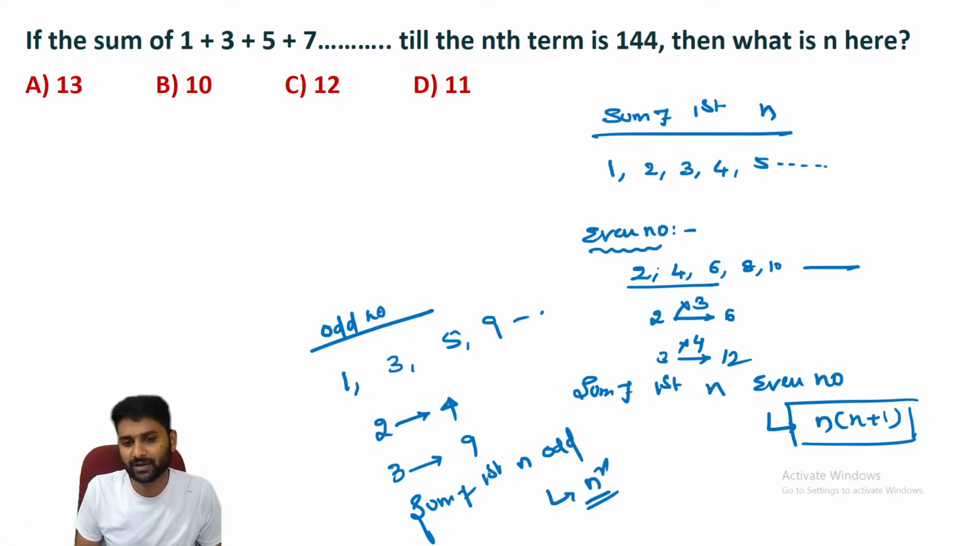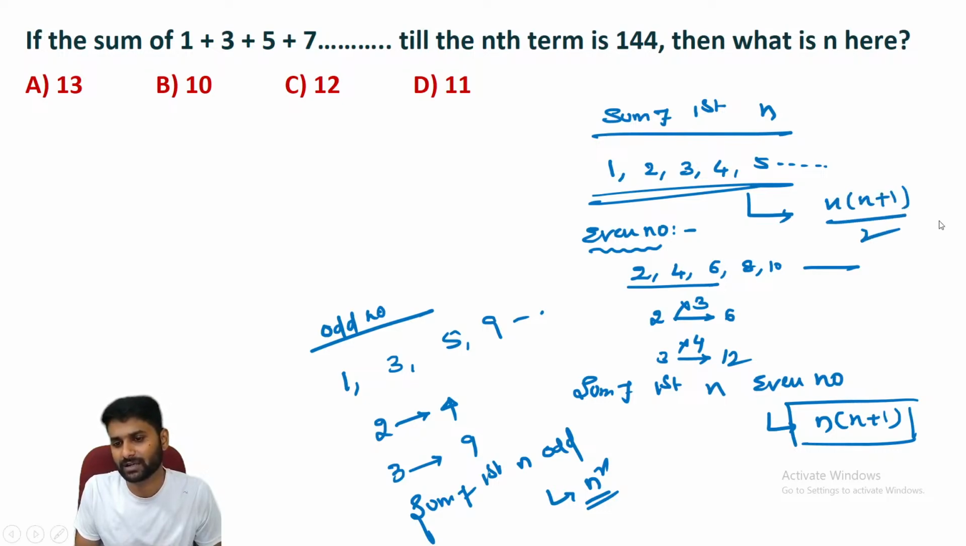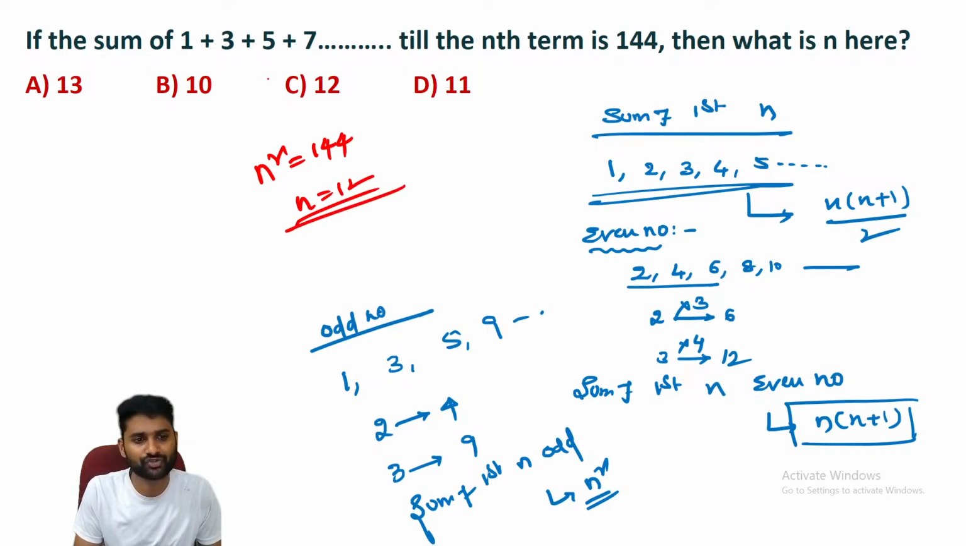If every even number is divided by 2, you will get the natural numbers. That's why the sum of the first n natural numbers formula is n into (n plus 1) divided by 2. In this way, try to remember the formulas. Now, according to this question, all the numbers are odd numbers. They clearly mention that the sum is 144. Now, what is n here? The sum of the numbers is n square. n square is 144, so n value is equal to 12.